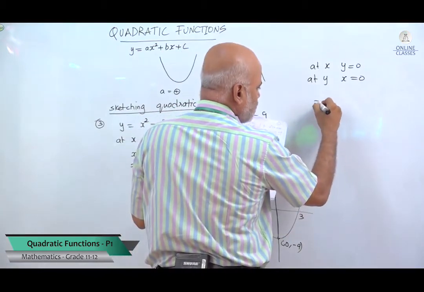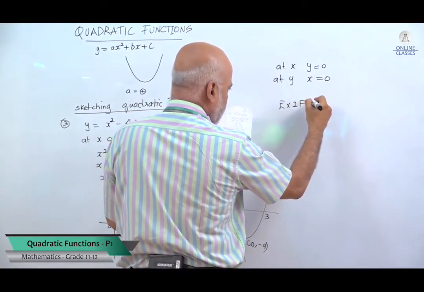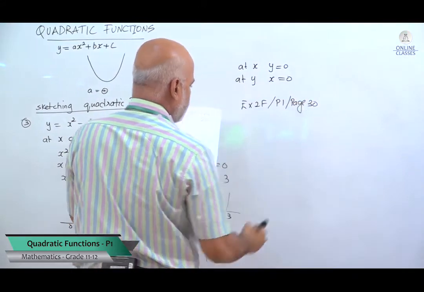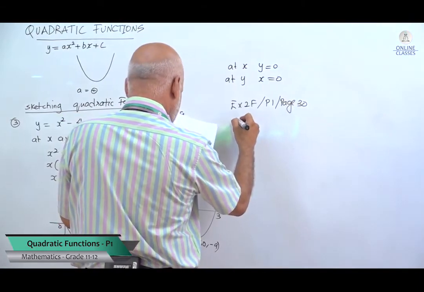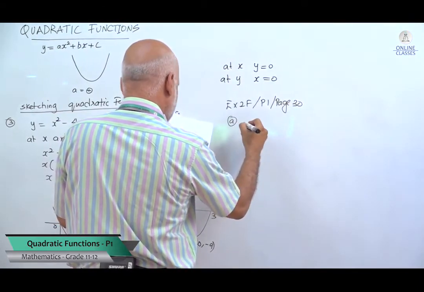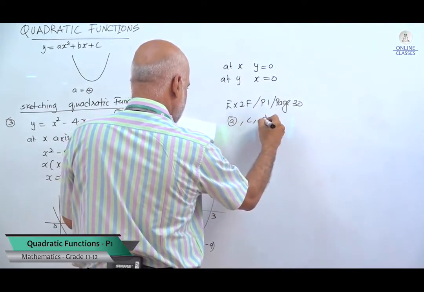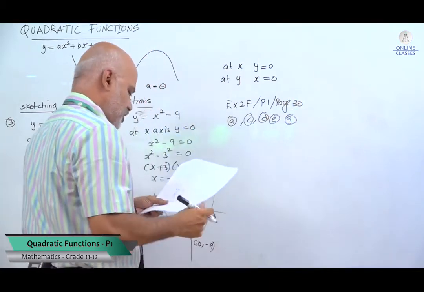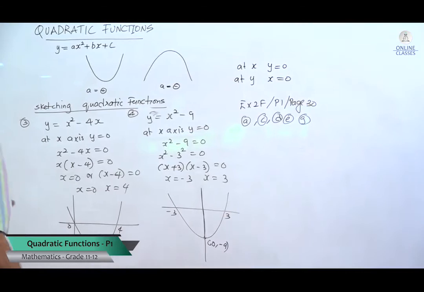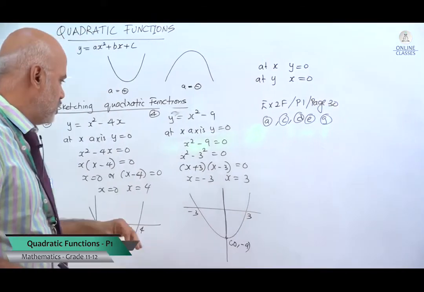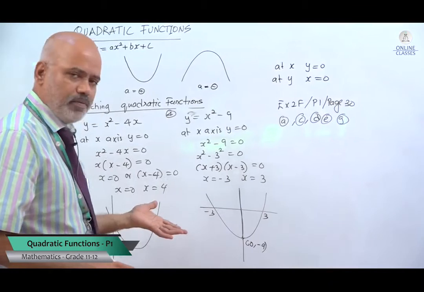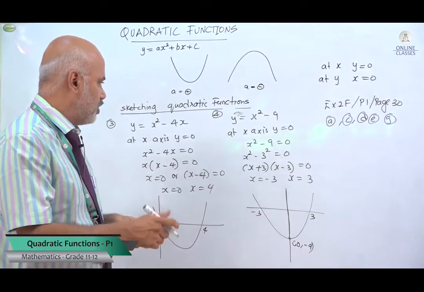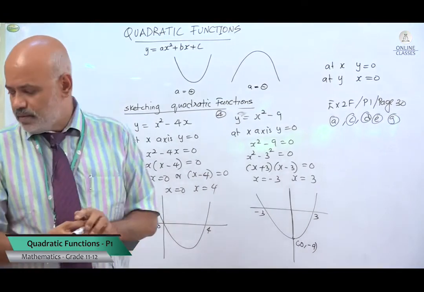You can see in your exercise 2F, that is in the P1 textbook, page 30. You can do A, C, D, E and G. So this is just a straightforward, simple style of drawing a quadratic function. But there are some more things coming up. We will do the next part. Hope this basic, simple idea of quadratic equation sketching is fine for you guys.